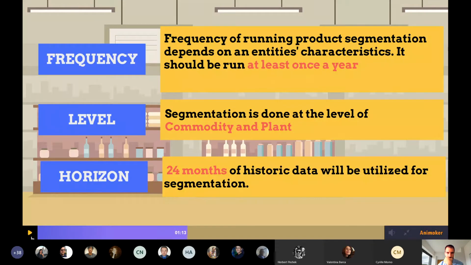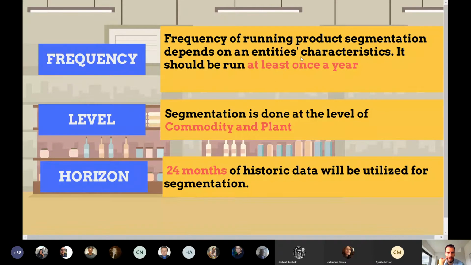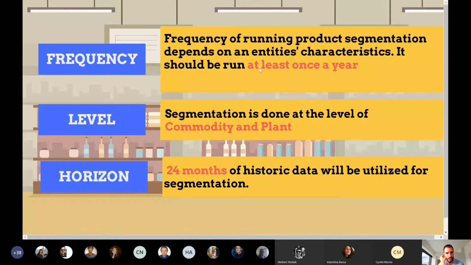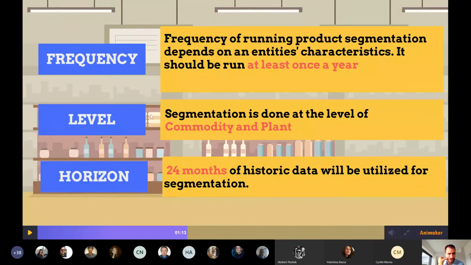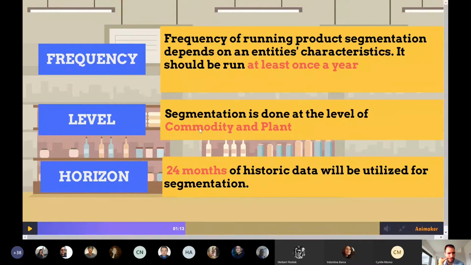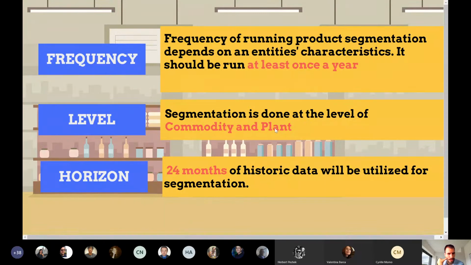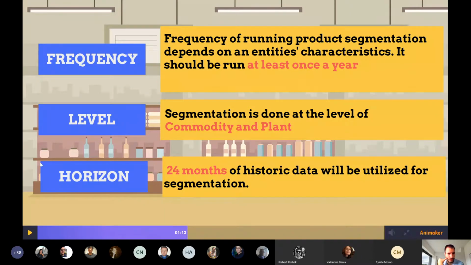So the frequency, it's important to understand that it depends on an entity's characteristics, right? And at least it should be run once a year. Then the level of the segmentation, this was something we discussed already, I think 2 days ago. It's a commodity and plant level. So we actually have products classified at plant level. And then the horizon is considering 24 months of historical data.